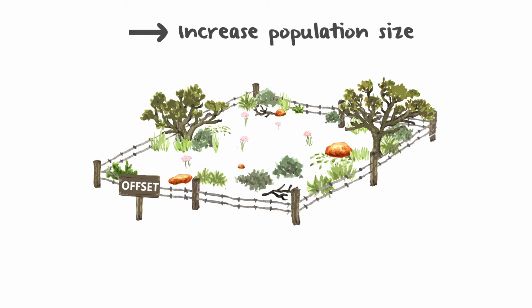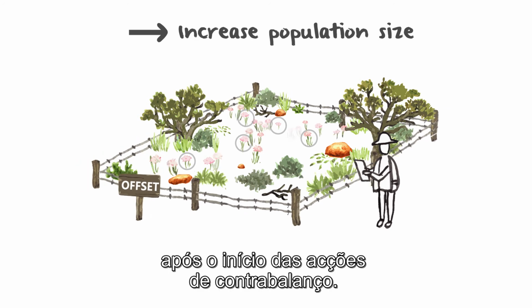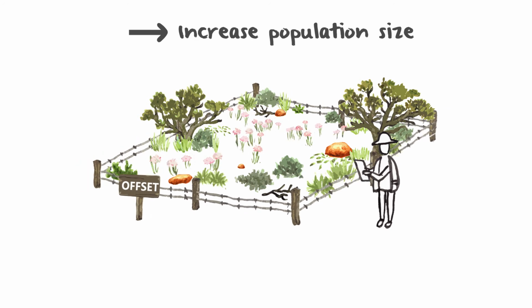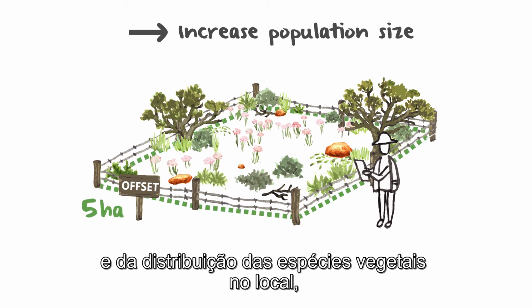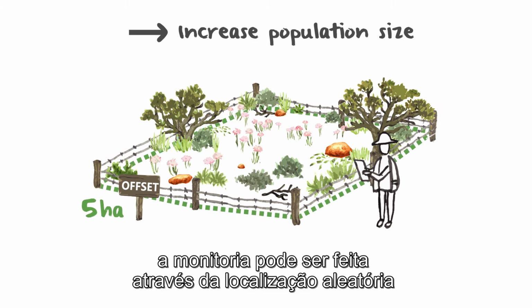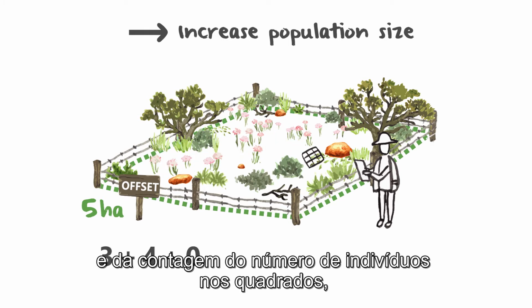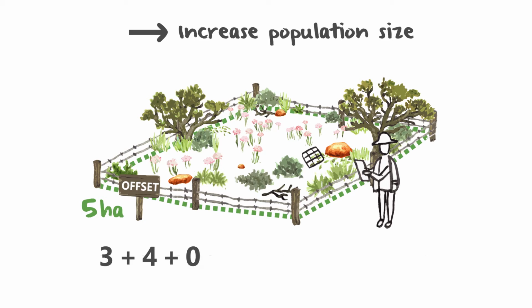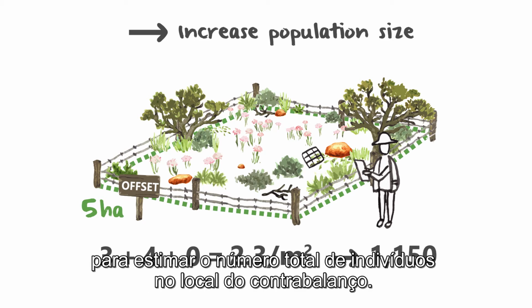For example, if our offset actions were aimed at increasing the population size of a threatened plant species, our monitoring might consist of counting the number of individuals of that species at the site after the offset actions have commenced. Depending on the size of the offset site and the distribution of the plant species at the site, the monitoring might be done by locating sampling quadrats randomly and counting the number of individuals in the quadrats, and then using these results to estimate the total number of individuals at the offset site.